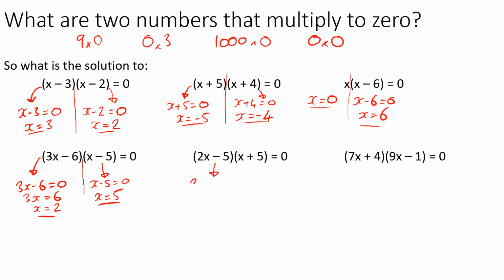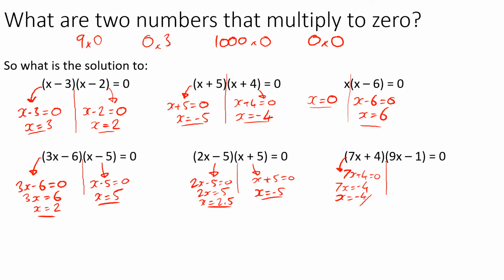What about here? We'd say 2x minus 5 is 0, or x plus 5 is 0. We'd say 2x is 5, so x is 2.5, or x equals minus 5. Okay, fair enough. And then what about this last tricky looking customer? Well, we'll end up with either 7x plus 4 is 0, in which case take away the 4, divide by 7, x is minus 4/7. Feel free to leave it as a fraction, by the way. That is a horrible decimal and we don't need to see that. Or the other one, 9x minus 1 is 0, so 9x is 1, so x is 1/9.